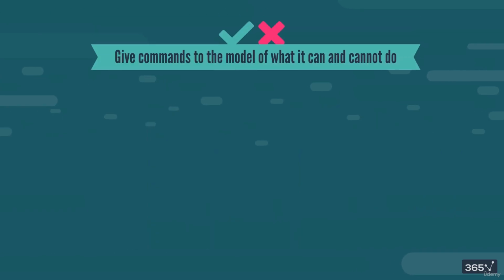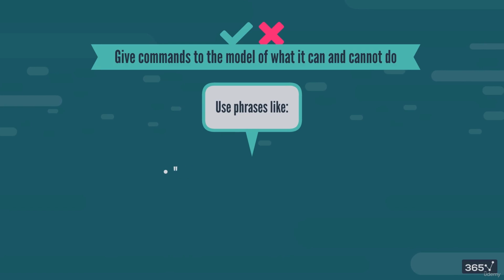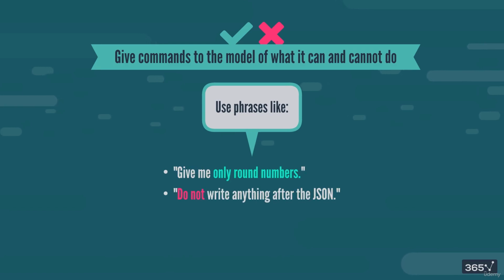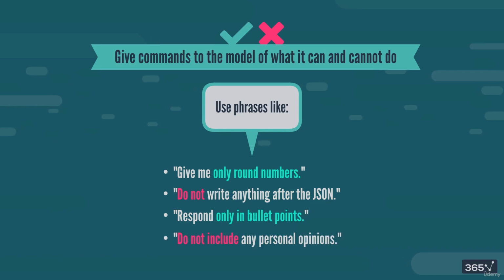It's also crucial to give exact commands of what the model can and cannot do. Use phrases like, "Give me only round numbers." "Do not write anything after the JSON." "Respond only in bullet points." Or, "Do not include any personal opinions."